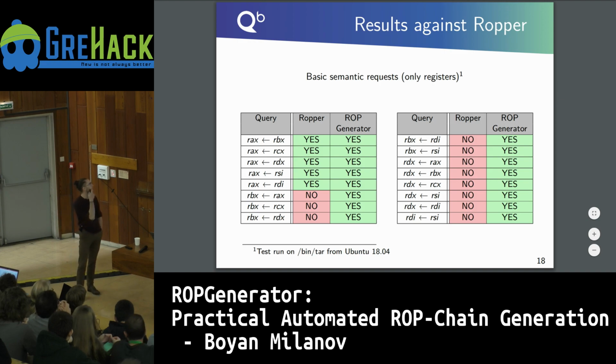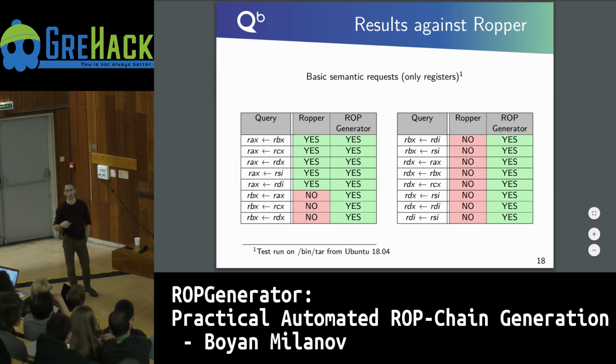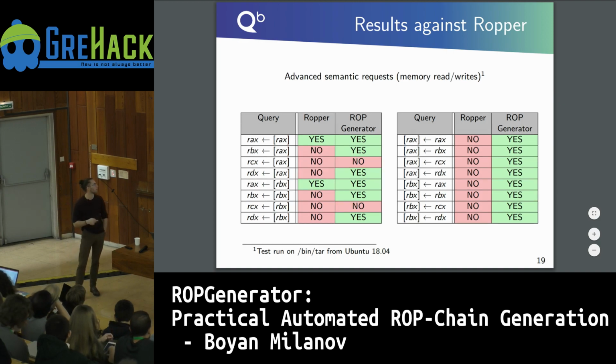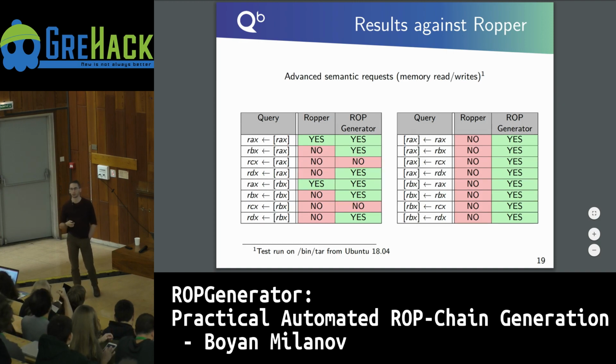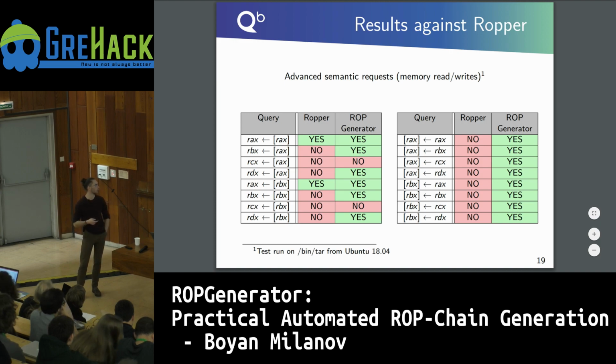So you can see that ROP Generator performed much better than Roper on queries that involve only transferring register values. I also gave queries manipulating memory, so putting one register, reading or writing from memory. And again, ROP Generator proved to be much more powerful.